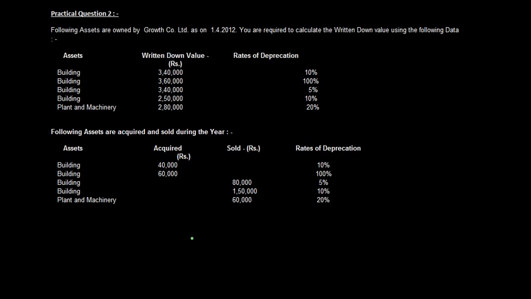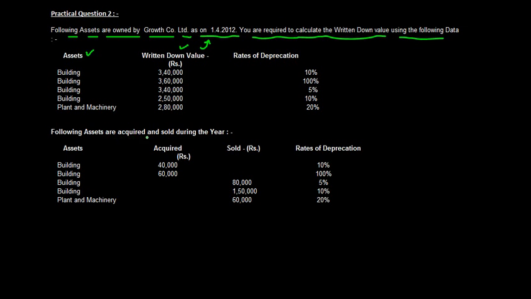Let us see one question on how do you calculate the written down value. Following assets are owned by Growth Company Limited as on 1st April 2012. You are required to calculate the written down value using the following data. So there are assets which are given to you. Their written down value as on 1/4/2012 is given. The rates of depreciation are also given.